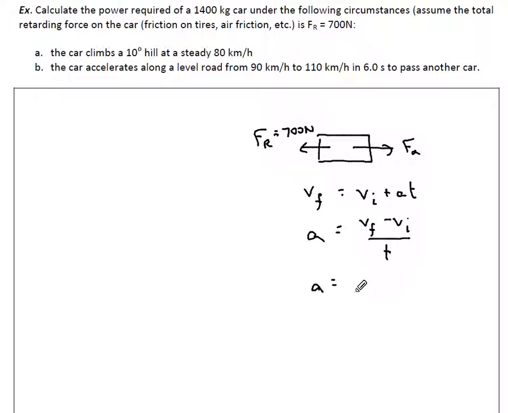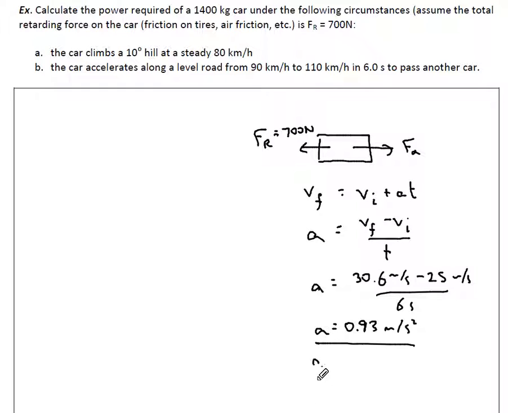acceleration is 30.6 meters per second minus 25 meters per second, all over 6 seconds. A is equal to 0.93 meters per second squared. Now I say d is equal to v0t plus 1/2 at squared. Plug it in and get d is equal to 167 meters. So there's our distance traveled. A little bit of kinematics. Always throwing it in every once in a while.